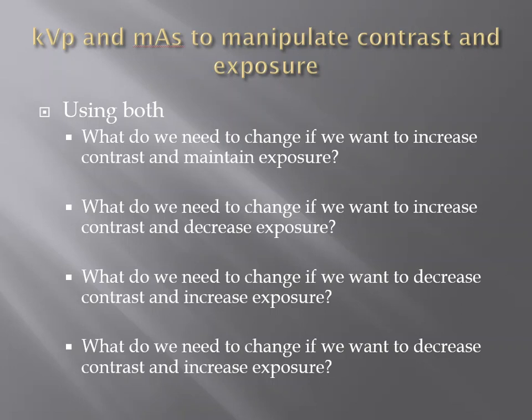What do we need to do if we want to decrease contrast, which is increase KVP, and decrease exposure? Okay, so I found another error here. This would be decrease exposure. Then what I would have to do is increase my KVP and reduce my mass twice.